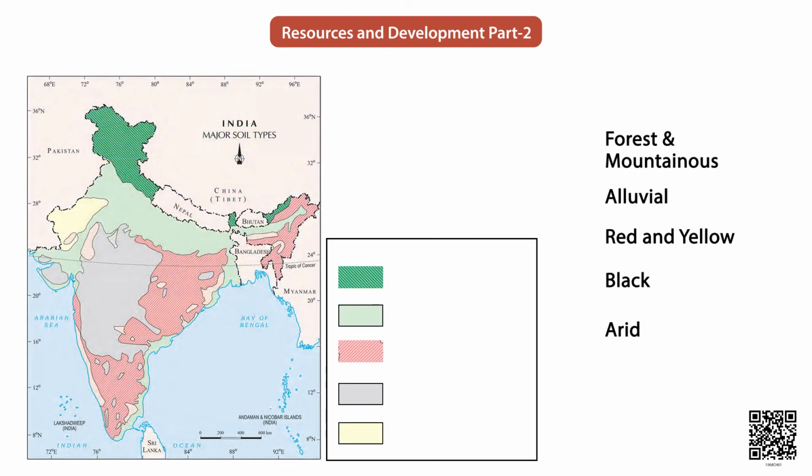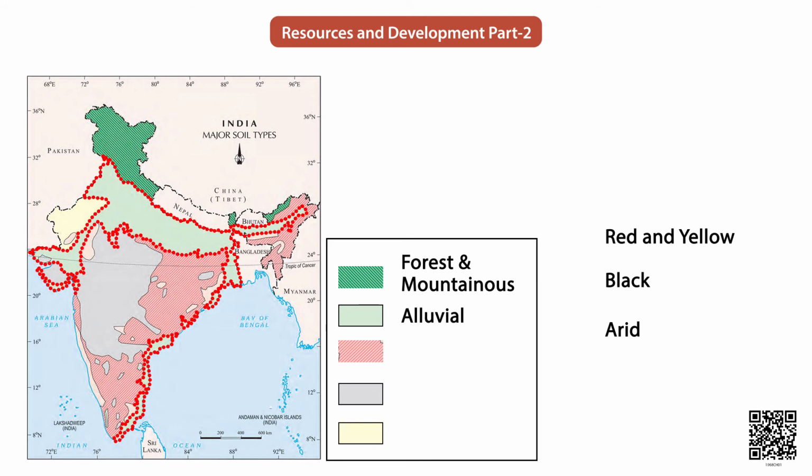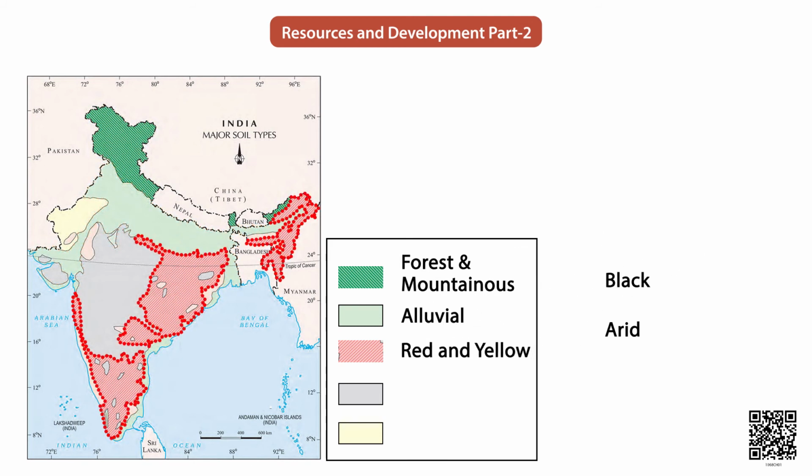One more exercise. The given map shows major soil types found in India. We have to choose the name of the soil and place it on the map where it is found. Let's do it. Forest and mountainous soil, alluvial soil, red and yellow soil, black soil, arid soil.